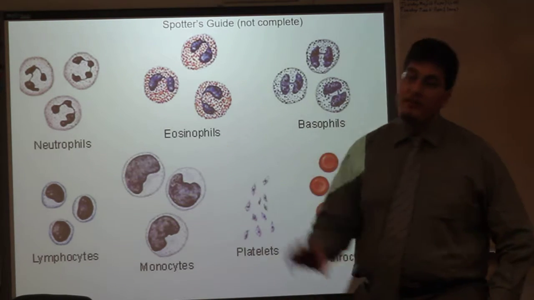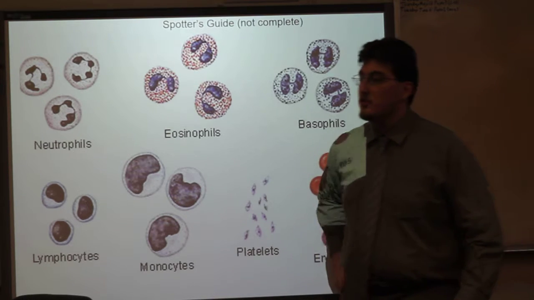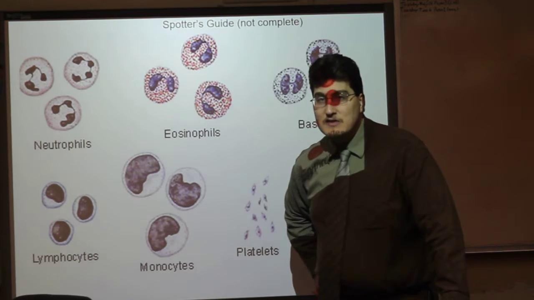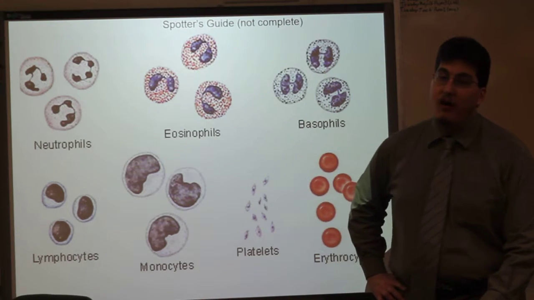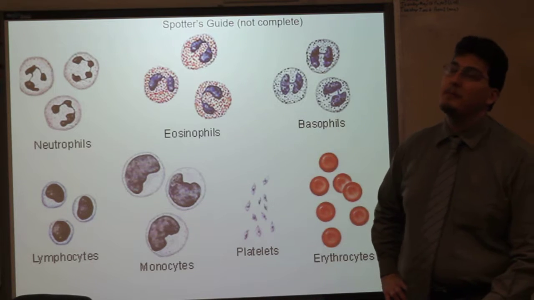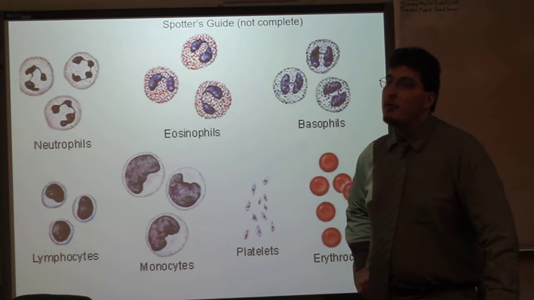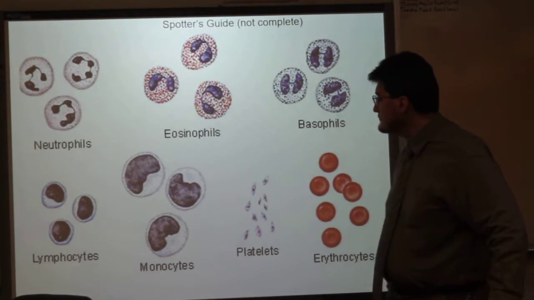They're only going to be found in your blood. They are never going to be found in your tissues. And the reason I say never is because once monocytes exit the blood, they are called other things. They become another kind of cell. So a monocyte is never anywhere other than the blood. They will become a different kind of cell once they exit the bloodstream.